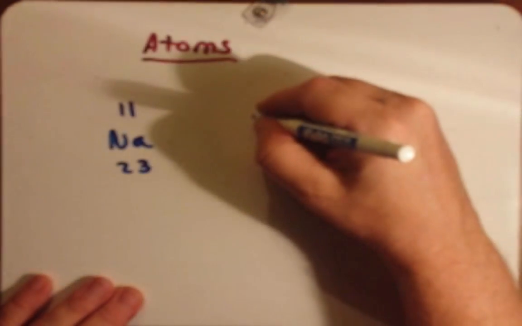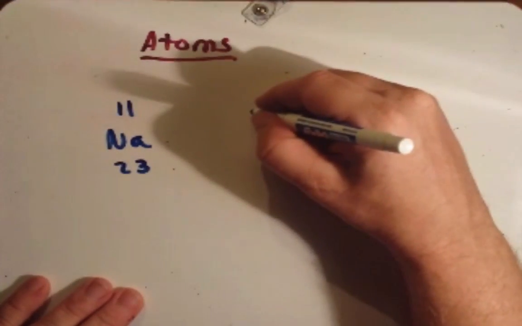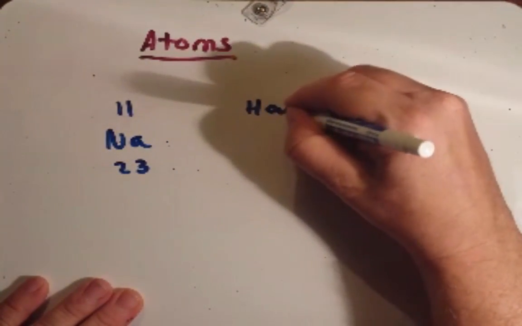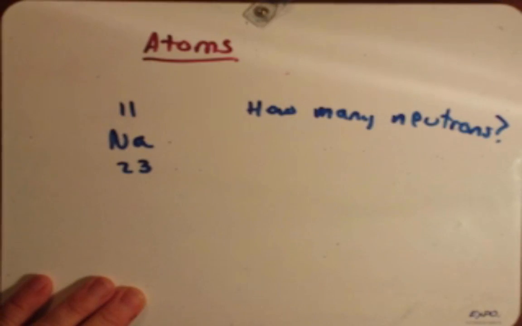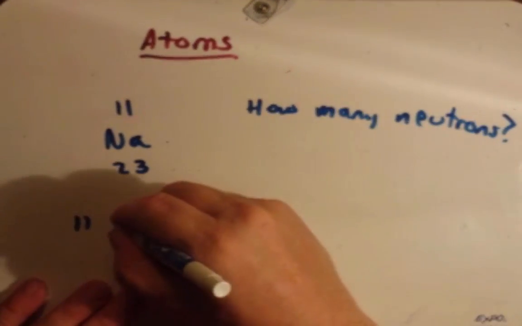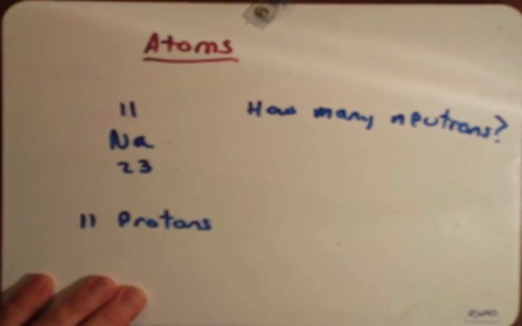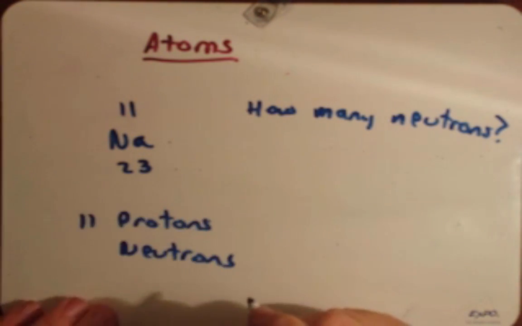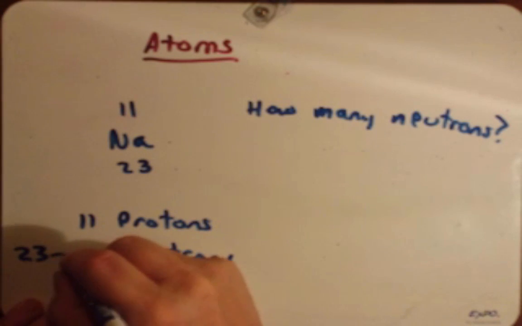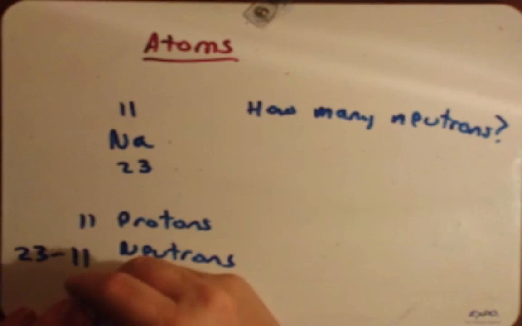Now answer the question: how many neutrons are there? Well, we know the number of protons is 11. So we have 11 protons. We get that from the 11 up here. We know the mass is 23, and the mass is the number of protons plus the number of neutrons. So the number of neutrons has to be 23 minus 11, or 12.